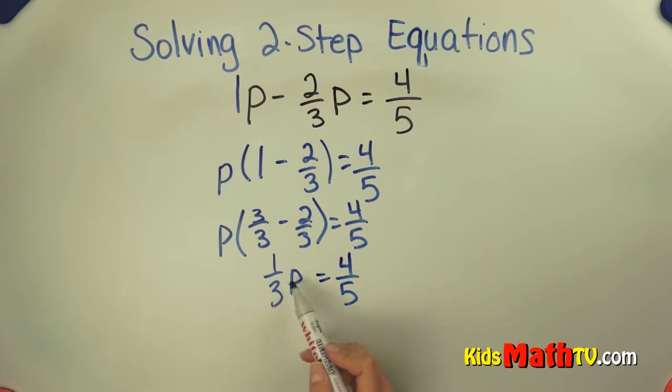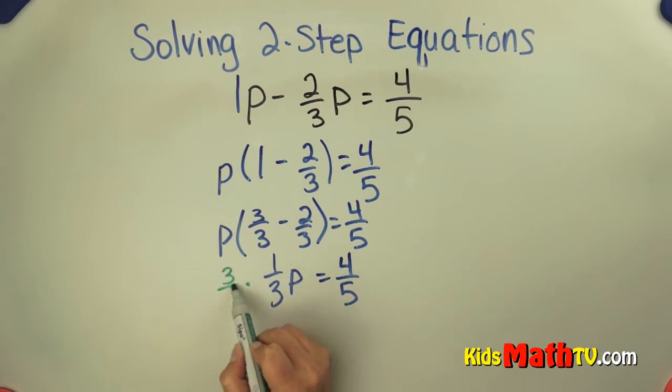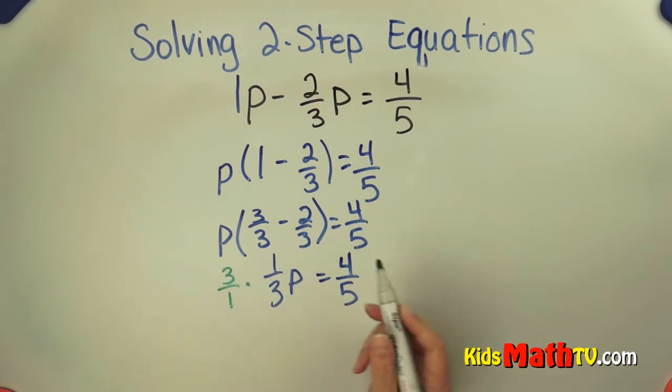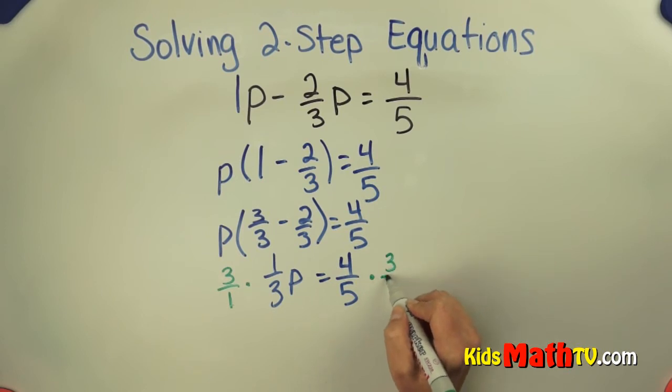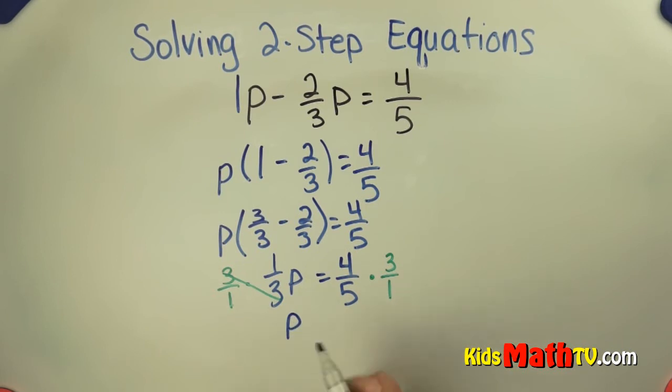Now I want to isolate this p, isolate the variable. So I'm going to use the inverse operation, which is multiplying by 3. So the opposite of 1/3 is 3/1. So I'm going to multiply by 3 on that side and multiply by 3 on that side. This cancels out. All that's left over here is p equals, let's see, I can't do any cross canceling.